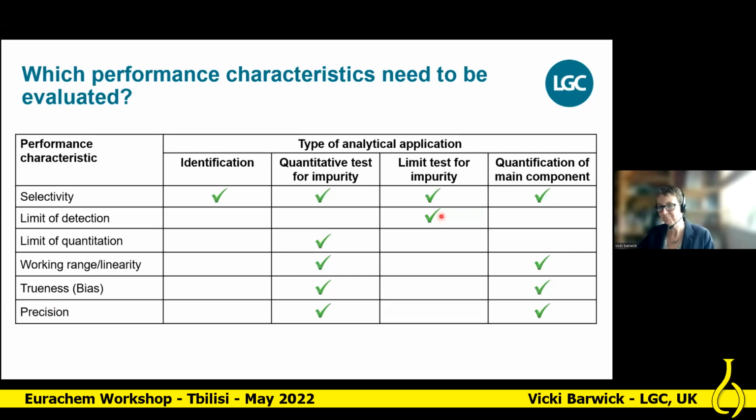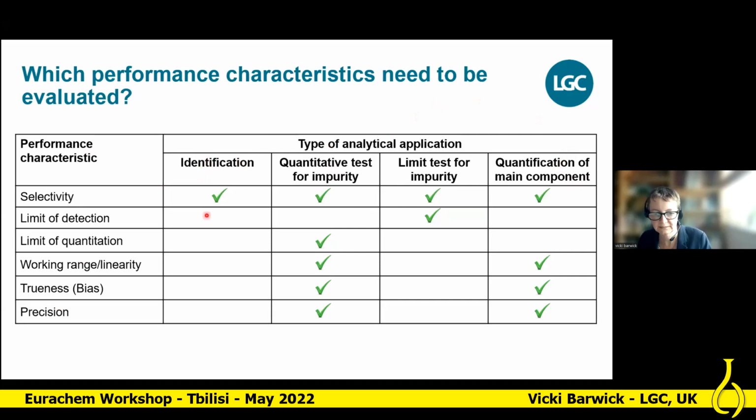So there are many tables like this in the literature. They vary, I guess, depending on which sector they relate to. This one, I think, is adapted from a pharmaceutical standard for validation of pharmaceutical assays. So it's talking about looking for impurities and also main components, but you can get the idea depending on whether we're just interested in identifying something.